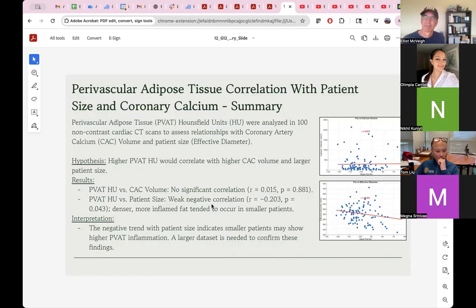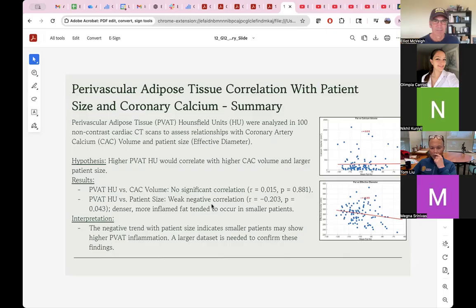And as you mentioned, we wanted to look at the correlation between the Hounsfield units of the perivascular fat with patient size and with coronary calcium volume. So just to remind everyone, PVAT is the adipose tissue that surrounds the coronary arteries, and it's a known marker of local inflammation. And coronary calcium, like the name suggests, is calcium buildup in the coronary arteries. And it is a byproduct of previous reparations and therefore is a risk factor for heart conditions.